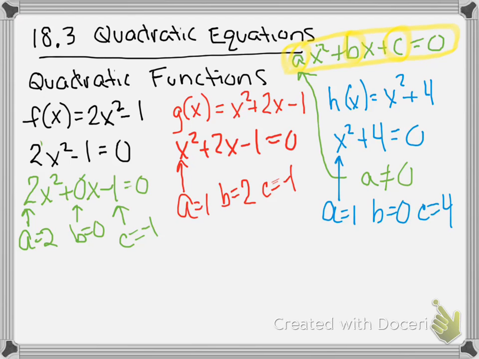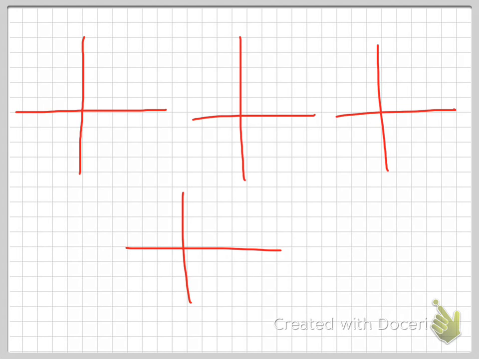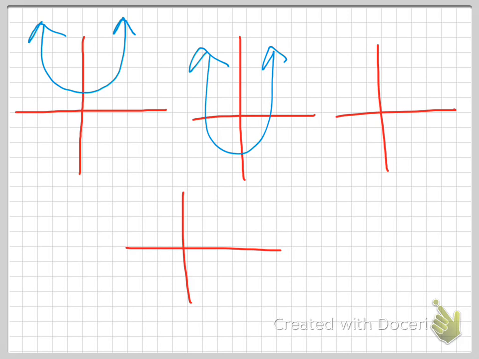Now the other way to make sure they're quadratic equations is you can solve them, and they should make a smiley face or a sad face. So let me show you what I mean by that. I quickly drew some coordinate systems. So a quadratic equation can look like this. It can look like this. It can look like this. And it can look like this.